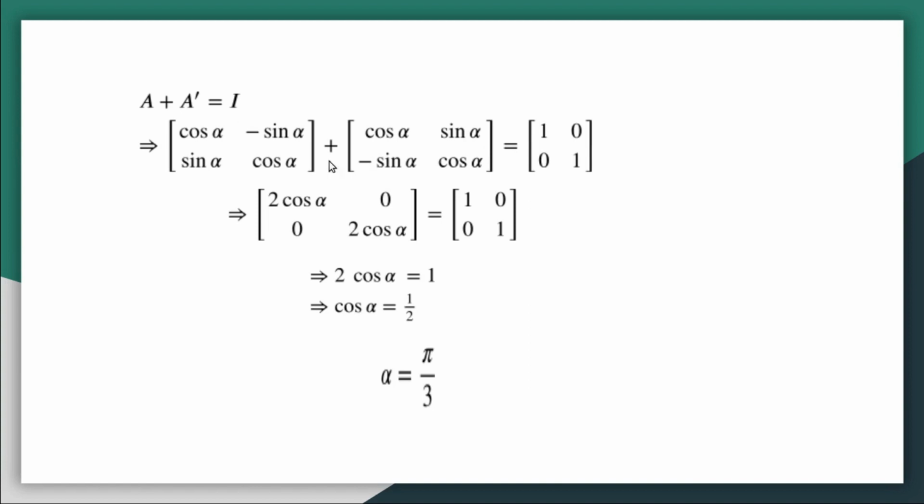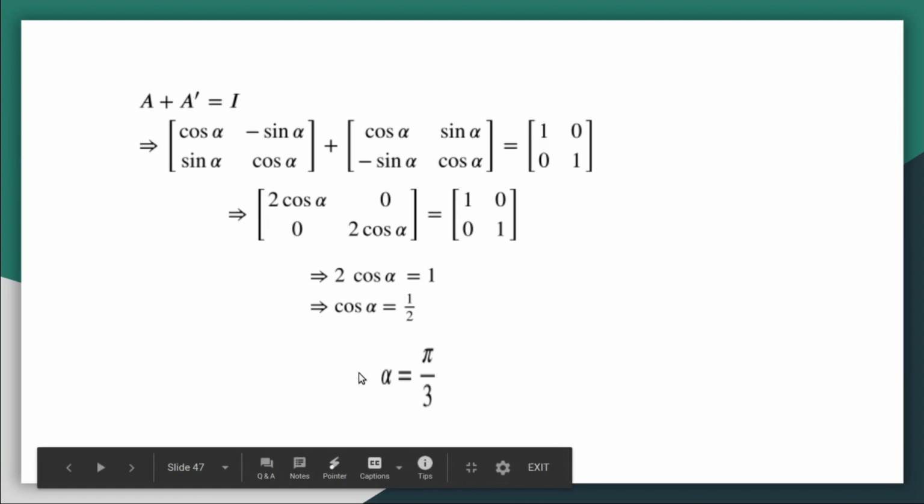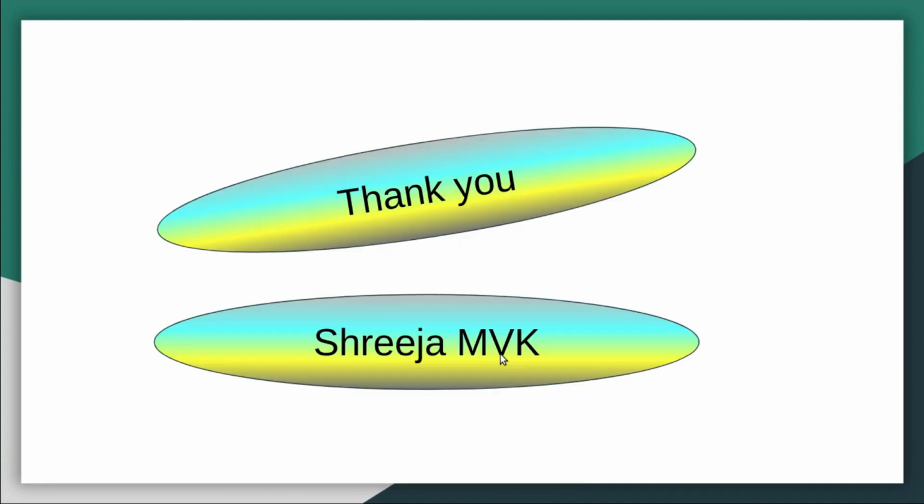Now adding these two matrices: cos alpha plus cos alpha is 2 cos alpha, minus sin alpha plus sin alpha is 0, sin alpha plus minus sin alpha is 0, and cos alpha plus cos alpha is 2 cos alpha. It is equal to [1 0; 0 1]. So equating corresponding elements, 2 cos alpha equals 1, cos alpha equals 1 by 2. Cos alpha equals 1 by 2 if alpha equals pi by 3. So the value of alpha is pi by 3. Okay, thank you.